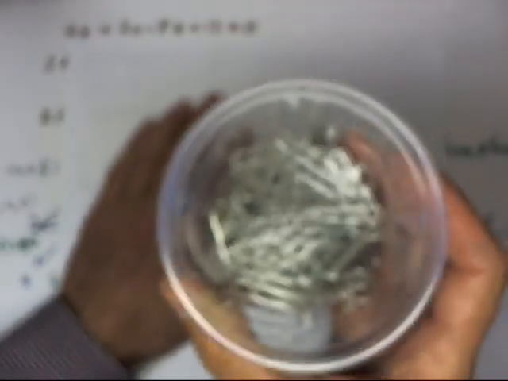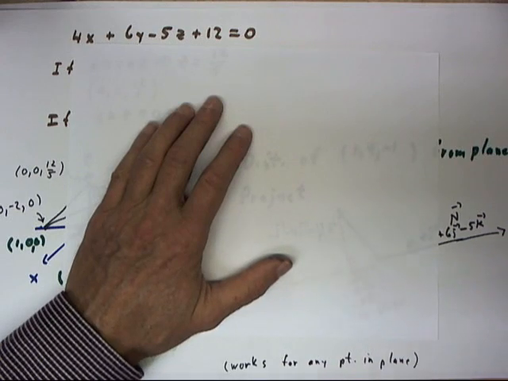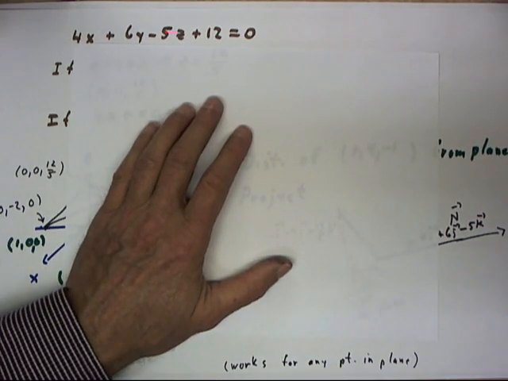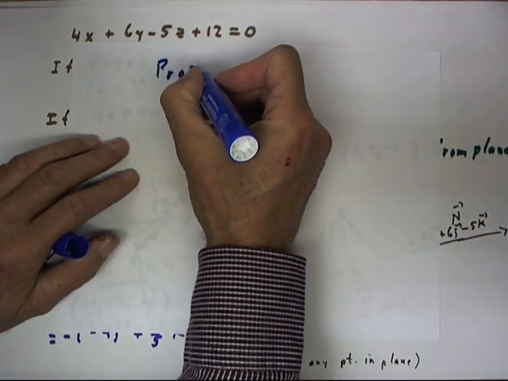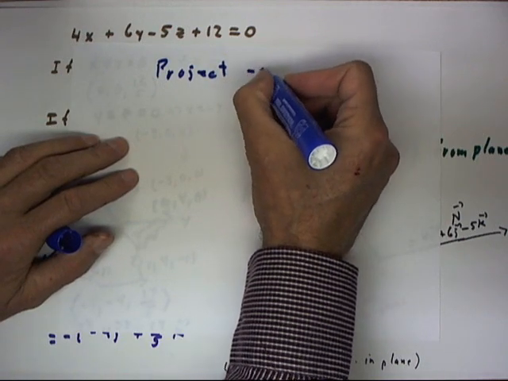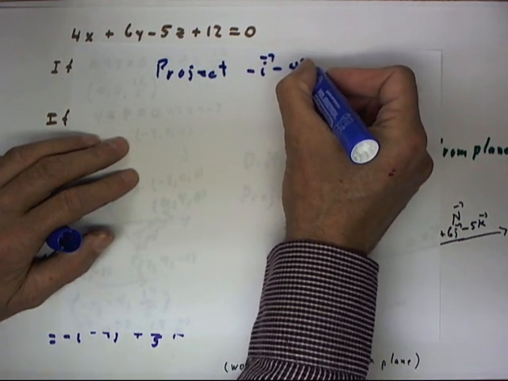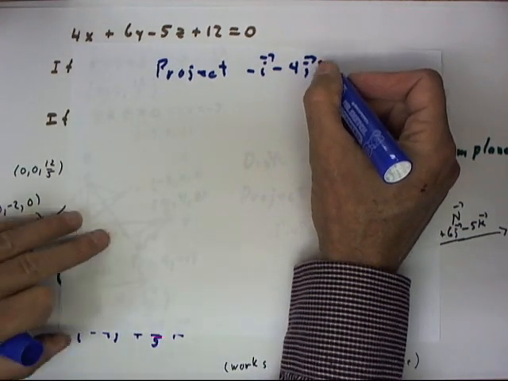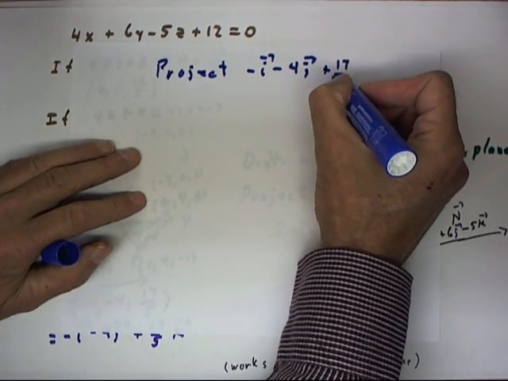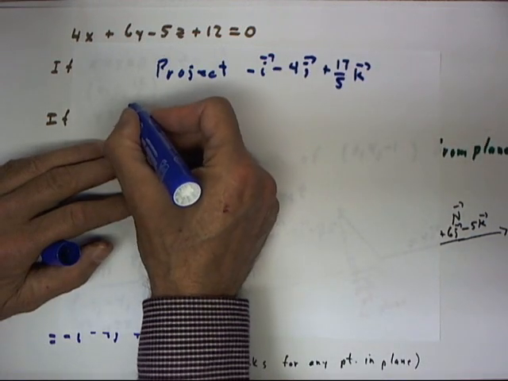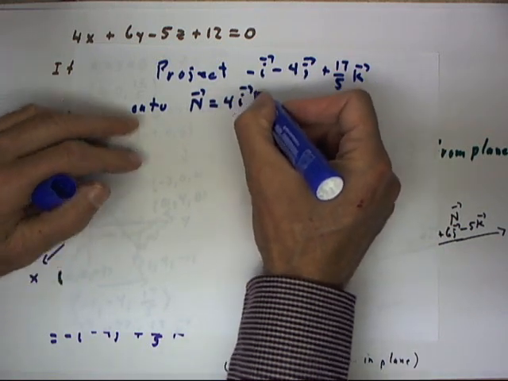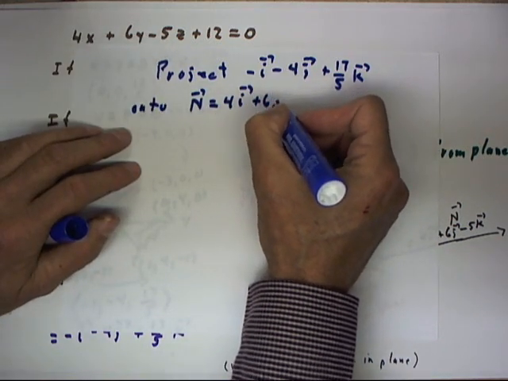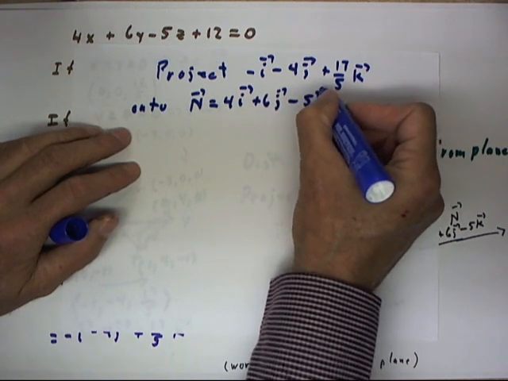So what we have to do is project the vector -i minus 4j plus, let's be sure we got it right, plus 17/5 k onto the normal vector, which is 4i, you can read it off from right here, plus 6j minus 5k.